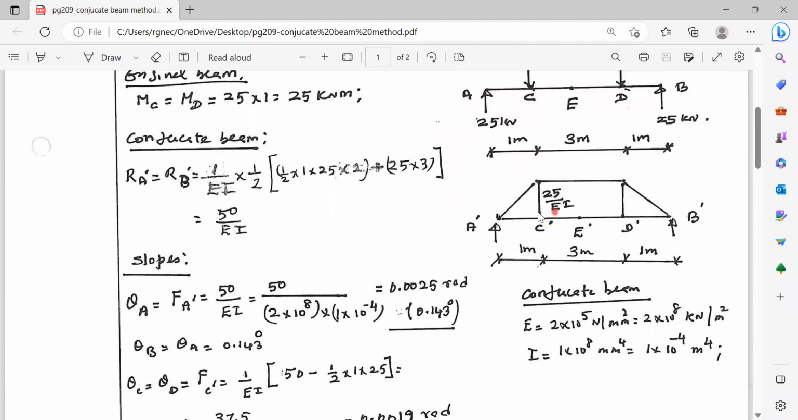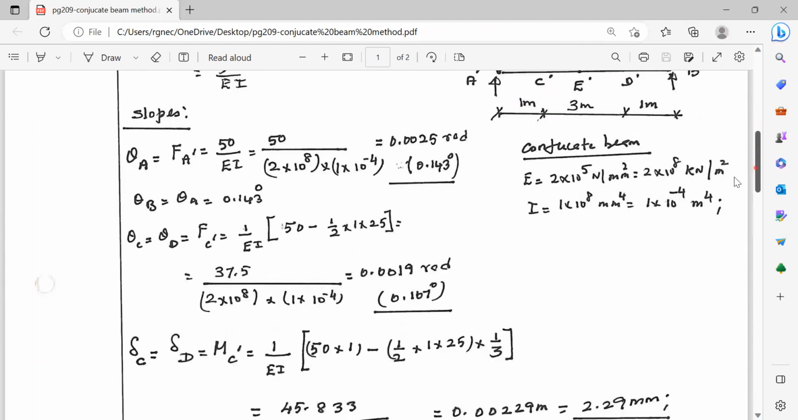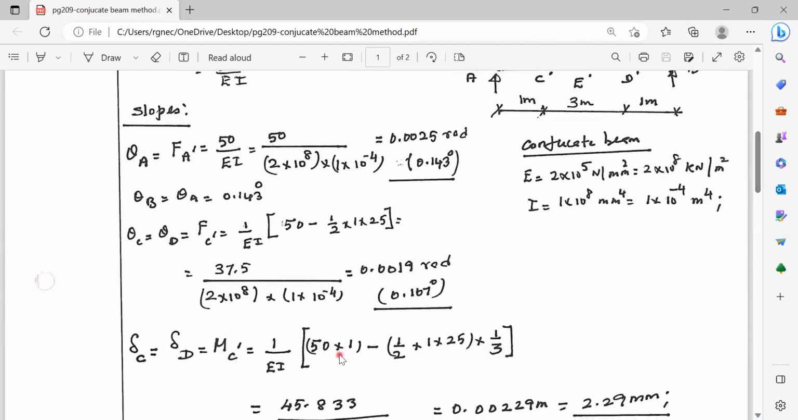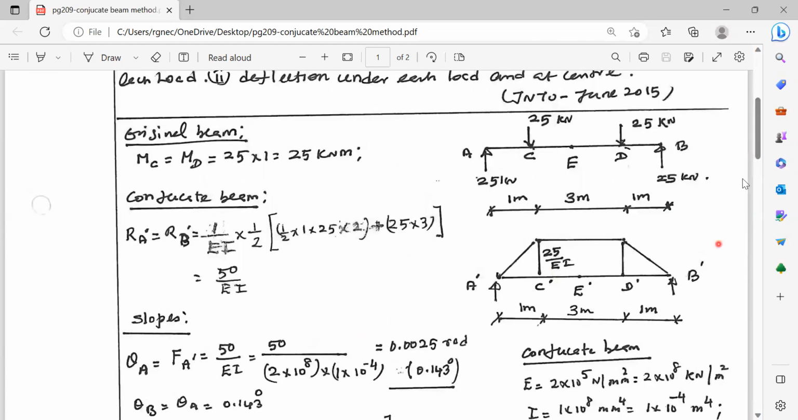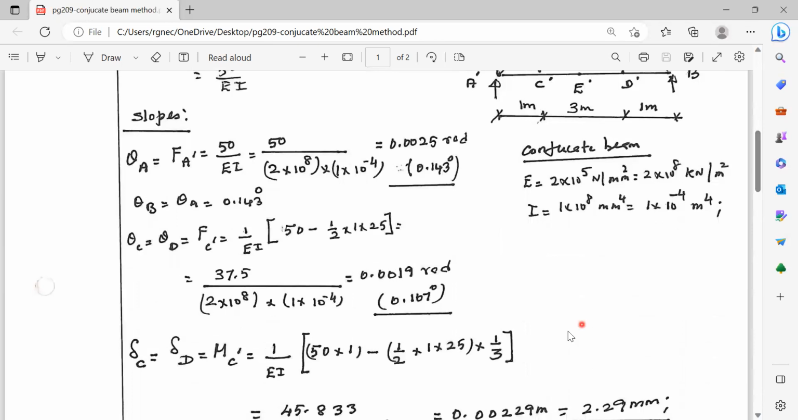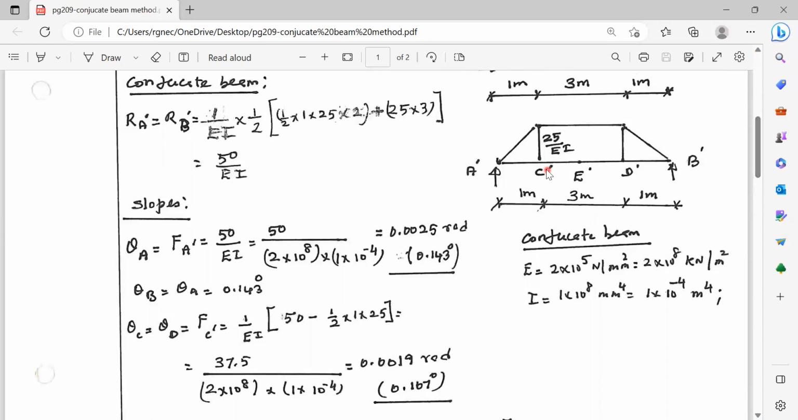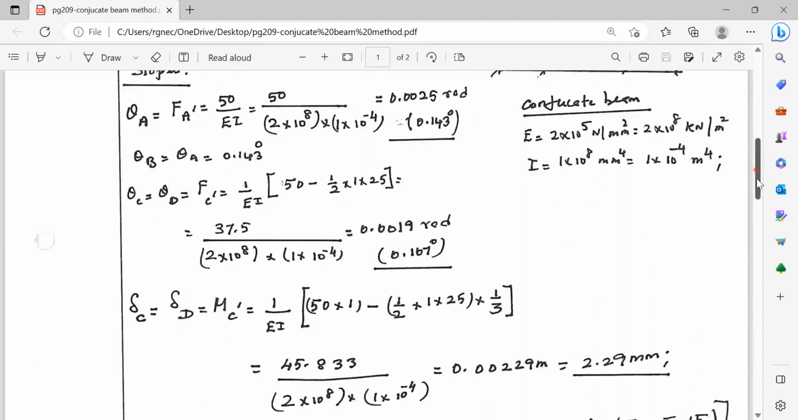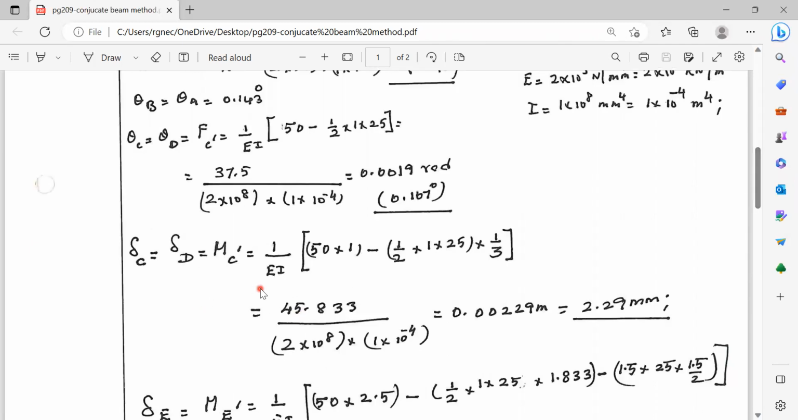50 into 1 meter. Now, what about this triangular load? Minus, this RA is upward. This triangular load is downward. 1/2 into 1, the width of the triangle, into 25, the bending moment ordinate. This is 25, that is the area, into the arm distance. The arm distance is 1/3 of the base. This is 1 meter, therefore 1/3. This is the bending moment at C dash, that is equal to the deflection at C of the given beam.